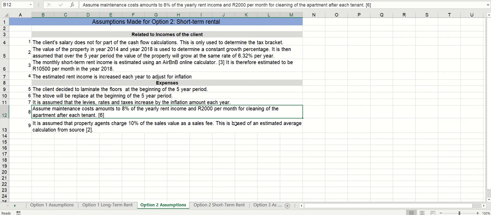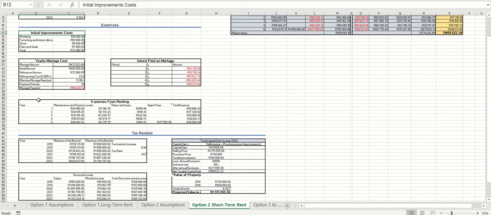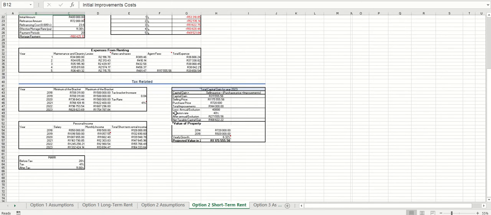Since the short-term rental is a more hands-on approach, we reduced the maintenance cost percentage to 8% of the yearly rent income, and we estimated that the cleaning services would cost us 2,000 Rand a month. This was roughly calculated using the minimum wage allowed for domestic workers and by comparing the amounts other short-term renters paid. Our cost and income calculations are very similar to that of option 1, with the only differences being the initial cost of the improvements, the refinancing and payment of a yearly mortgage, and the personal income and rental expenses.